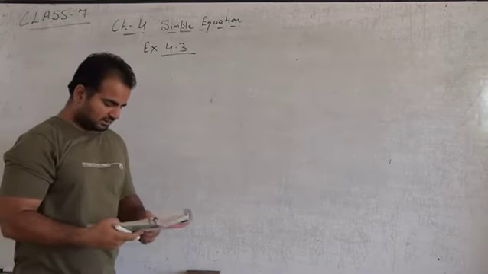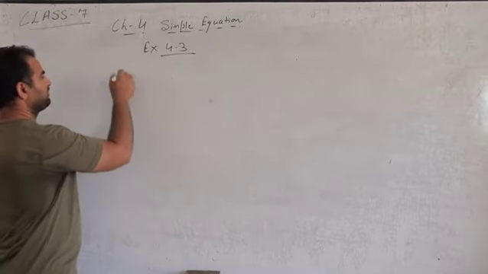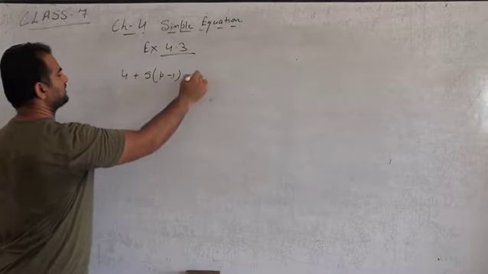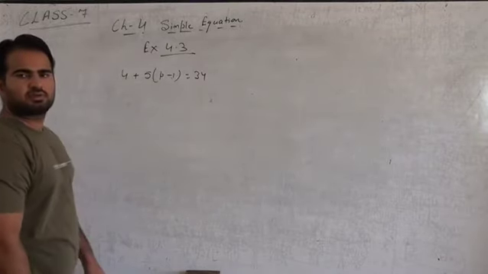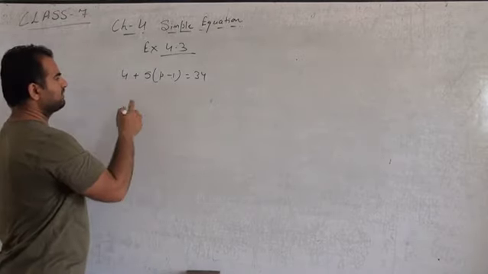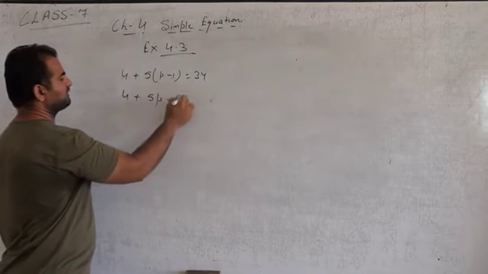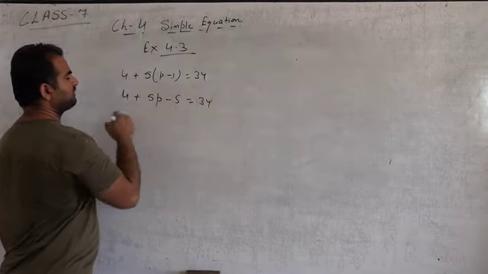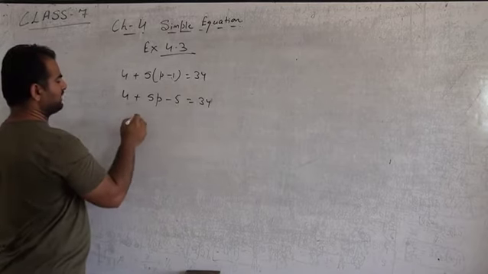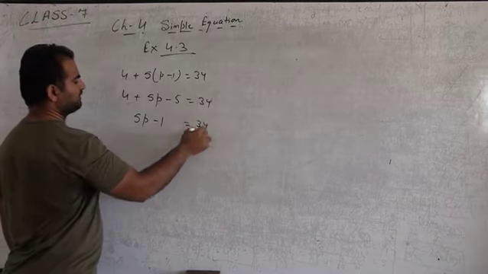Okay, class, next question is 4 plus 5 bracket p minus 1 equals 34. So what we have to do is first multiply this 5 by all of them. So 4 plus 5p minus 5 equals 34. So this 4 and this 5 will be minus 1. So 5p minus 1 equals 34.